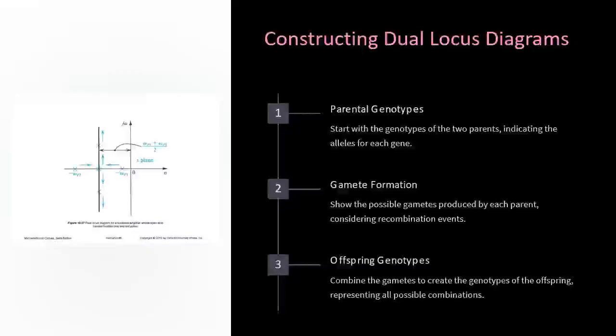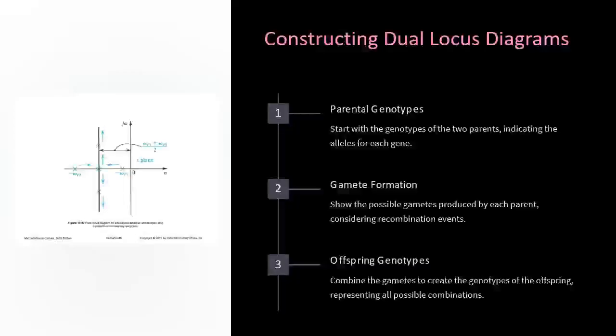Now coming to constructing dual locus diagrams. How can we construct dual locus diagrams, or what are the parameters in them? There are three steps in constructing a dual locus diagram. The first one is parent genotypes: start with the genotype of the two parents, indicating the alleles of each gene. The second one is gamete formation. The gamete formation is nothing but the two axes of the planes where the phase angle and the current of omega L and omega C are equal to 0.